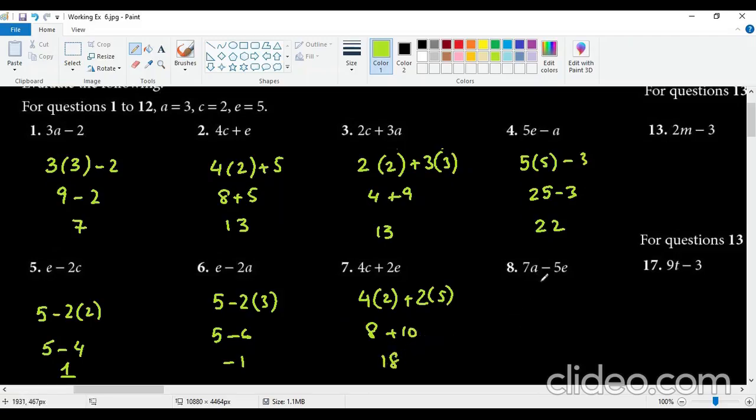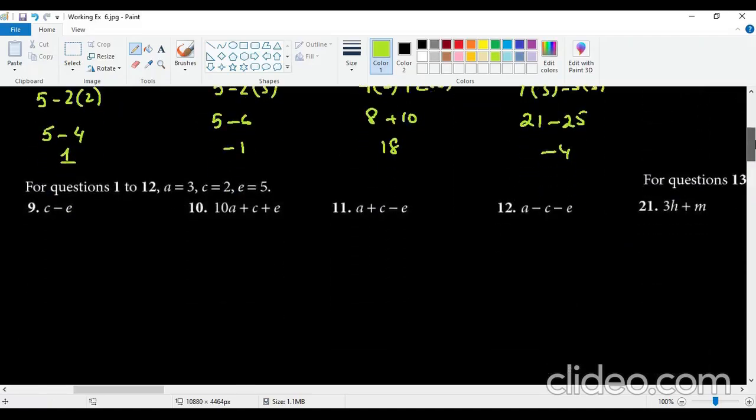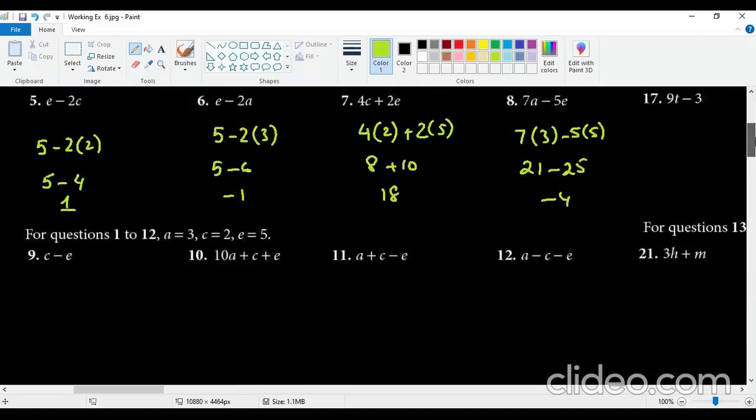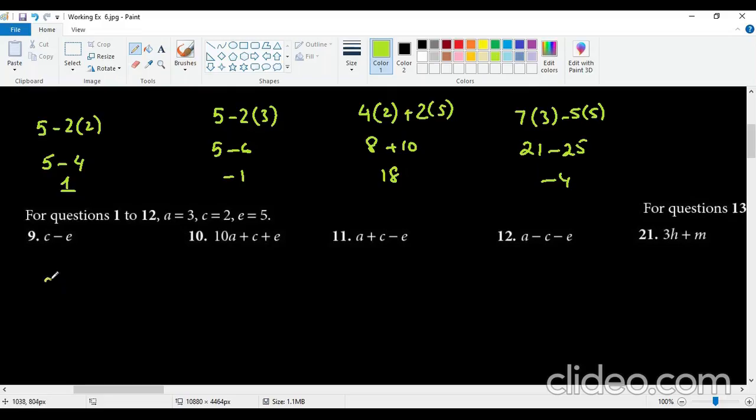When it comes to question number 8, it says 7 times a, where a is 3, minus 5 times 5, gives you 21 minus 25, which is going to give you a negative 4. Now, in the next question, which is 9, it says c, which is 2, minus 5 is going to give us a negative 3.